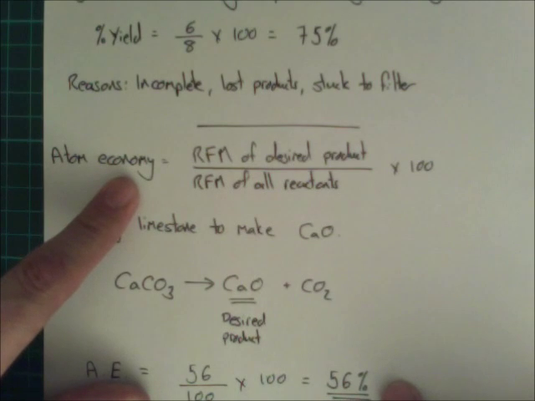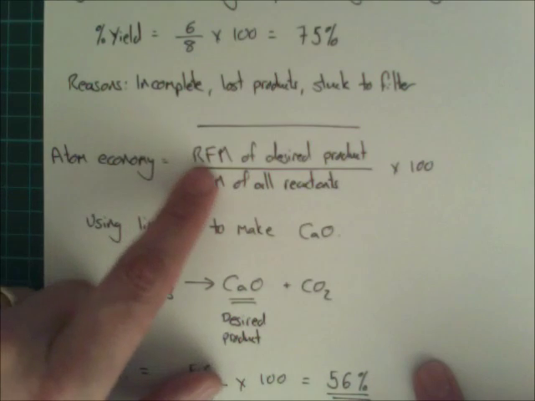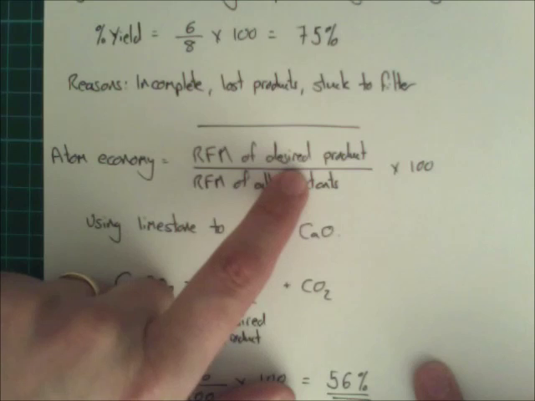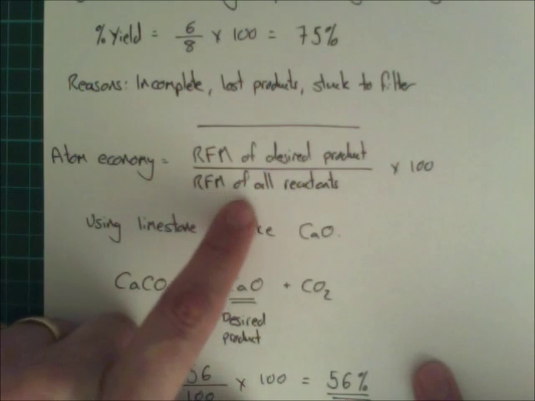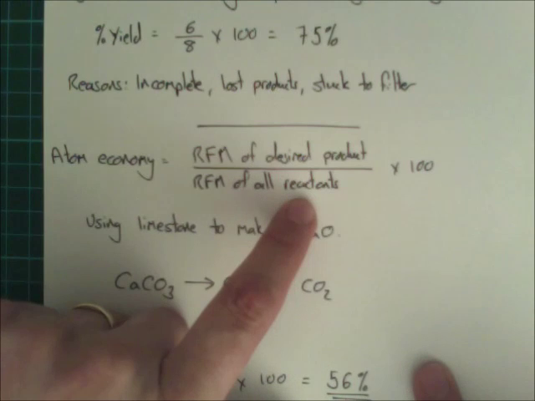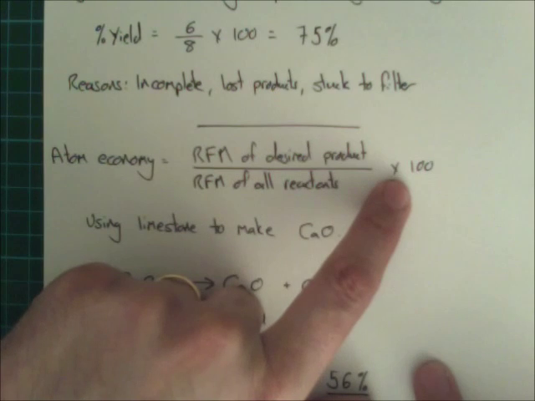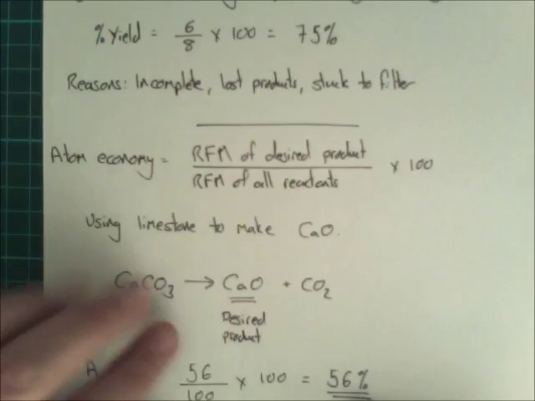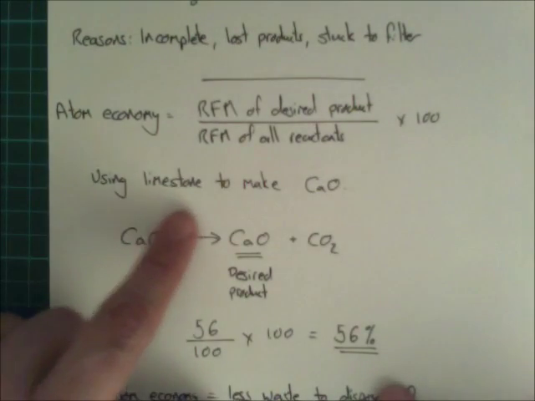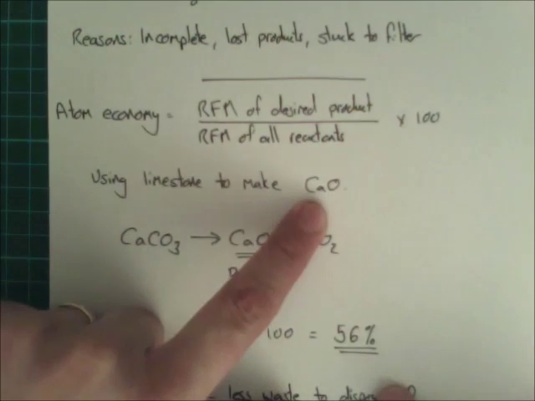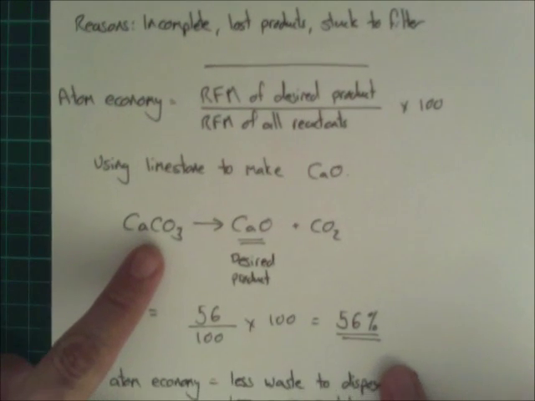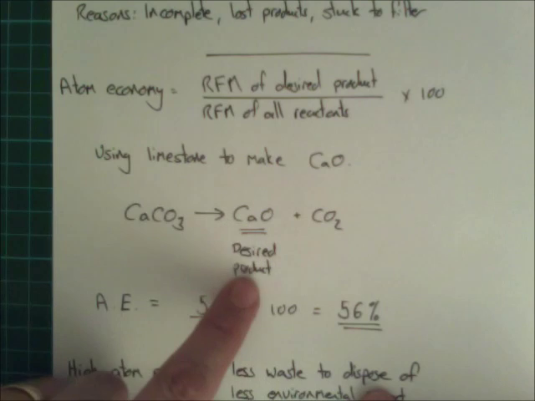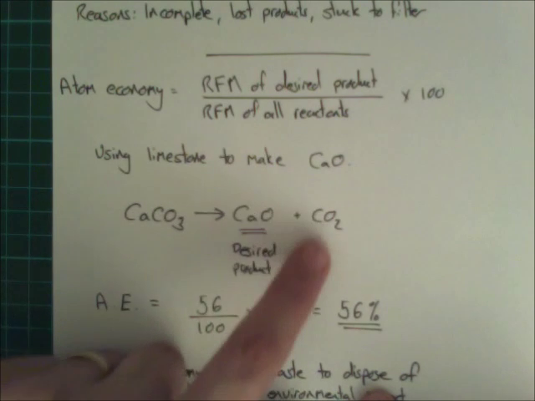Now the atom economy is slightly more complicated. It's the relative formula mass of the desired product, what you're trying to make, divided by the relative formula mass of all the reactants in this reaction, multiplied by 100. So just suppose, when we turn back to this one, we're trying to make some calcium oxide from limestone in thermal decomposition. So here's our equation again, and I've underlined this one because this is our desired product. We're not trying to make carbon dioxide, that's a waste product.